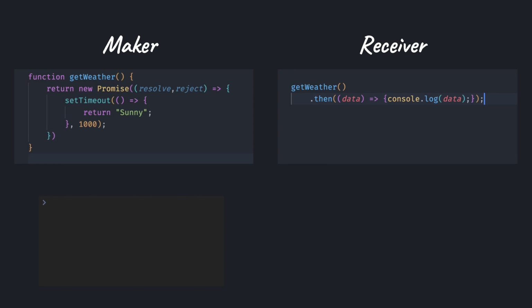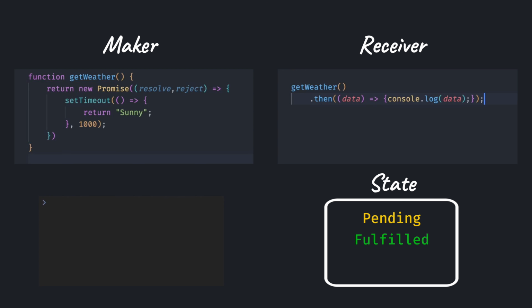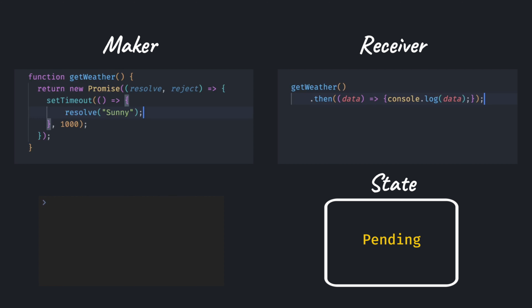However, if we run this code, we won't see anything logged. Why? Well, promises have three states: pending, fulfilled, and rejected. If we don't call the resolve or reject functions, the promise stays in the pending state forever, which is essentially the state where we are waiting for the result. Once we call the resolve function, passing it sunny, the resolve function changes the promise's state to fulfilled and passes the data to the then method. So we'll see sunny logged to the console after 1 second.